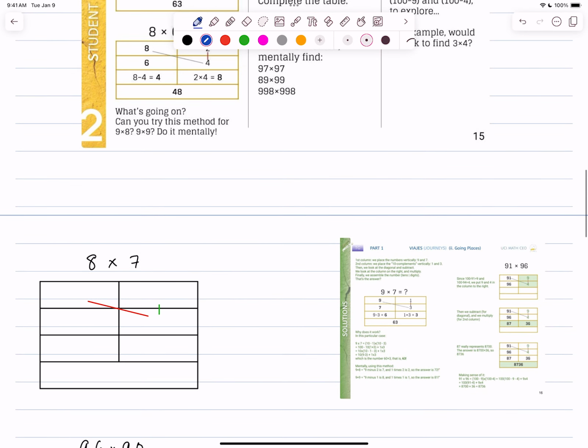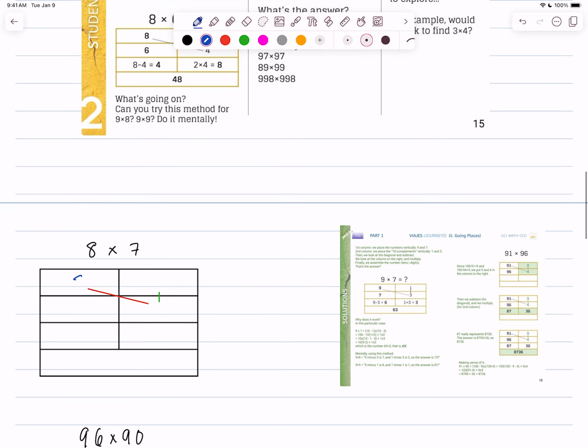Let's go ahead and do 8 times 7. So the first step is you want to write the two numbers that you've got in these left top boxes, 8 and 7. And I've got a screenshot here of the teaching guide, 10 out of 10. I recommend you look at that and read it if you're still confused. So you do 8 and 7 in those left boxes.